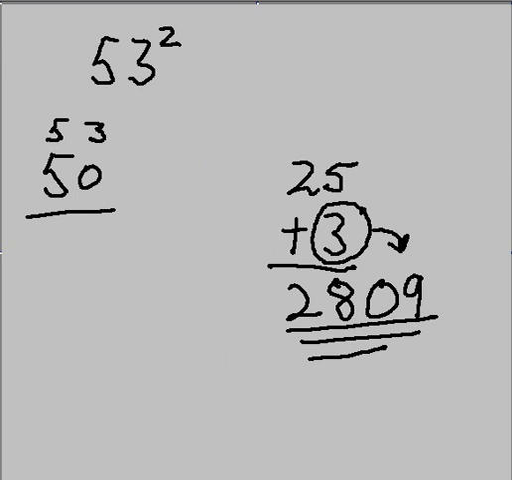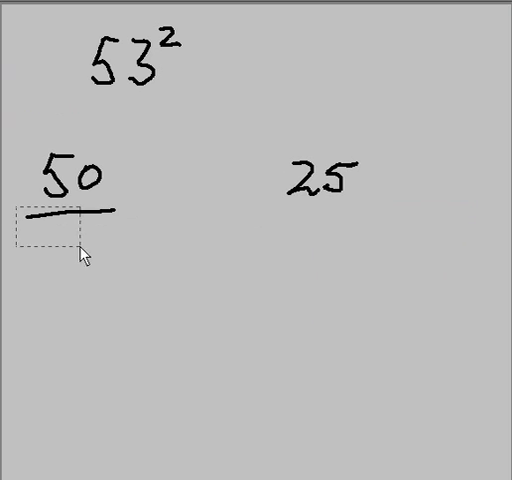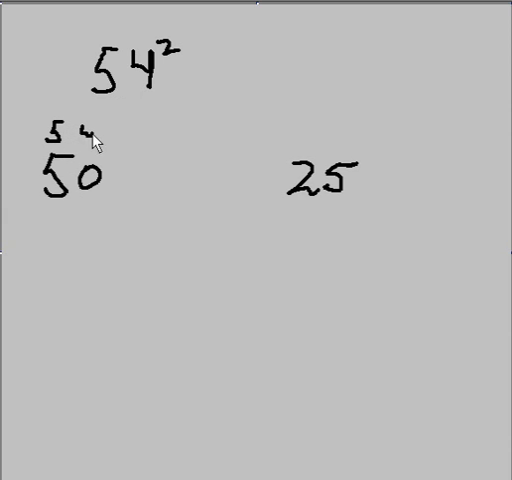Let's do that again. That looks like fun. Alright. Let's change the numbers though. We don't want to use the same numbers. Let's do 54 squared. That's nice. Why not? How far is 54 from 50? Well, 54 take away 50 is 4. So it's a positive 4.